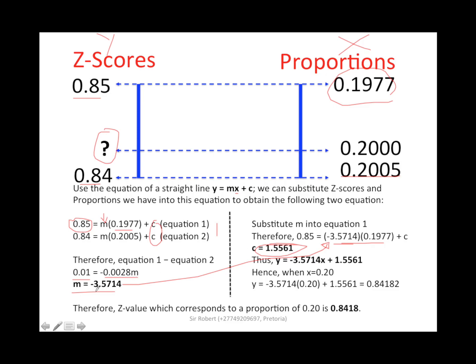So once you get your c and your m, it means you have your final equation of the straight line, like that. But we want to determine for 0.2, which is your x. So you substitute here 0.2 for x. Hence, when x equals 0.2, we put your 0.2 here. So you simplify this one and you get 0.84182. So therefore the Z value which corresponds to a proportion of 0.2 is 0.84182. So you can see it's somewhere between 0.84 and 0.85. So you can see it's between these two. So that's how we do linear interpolation.